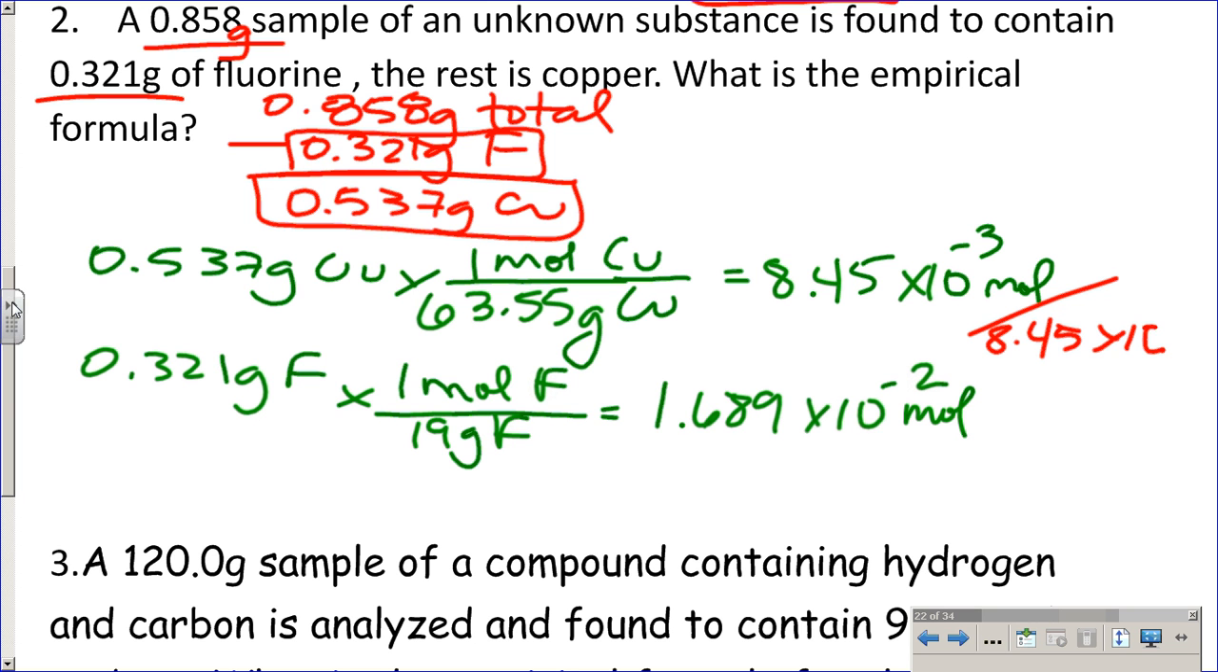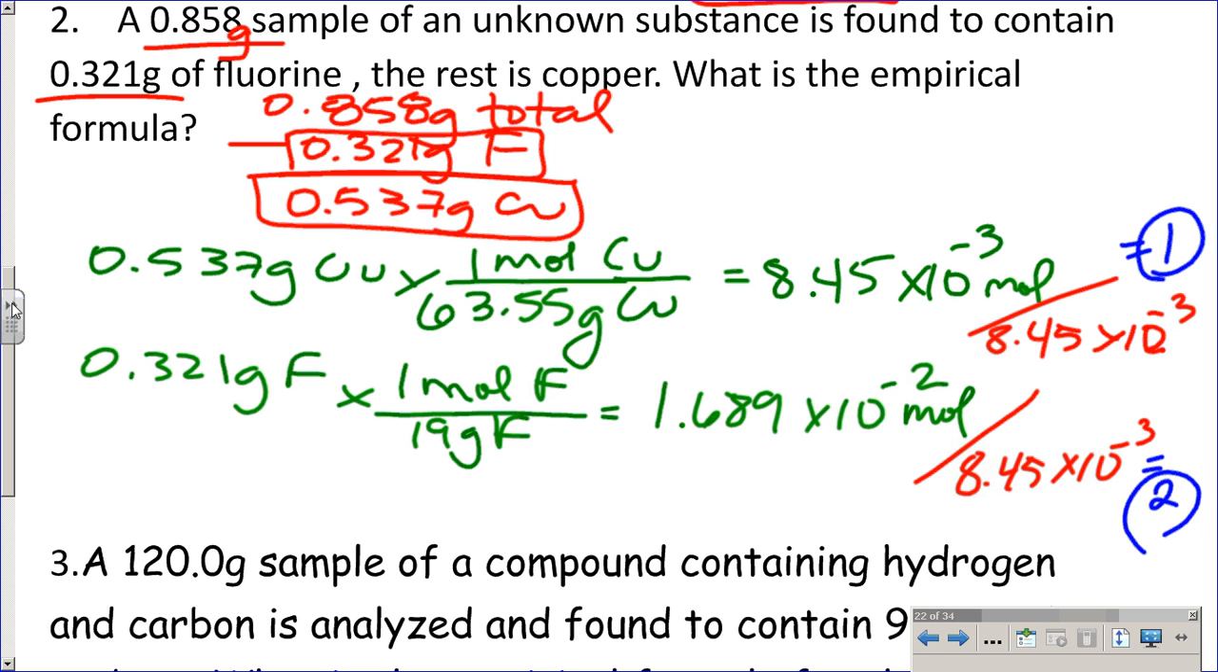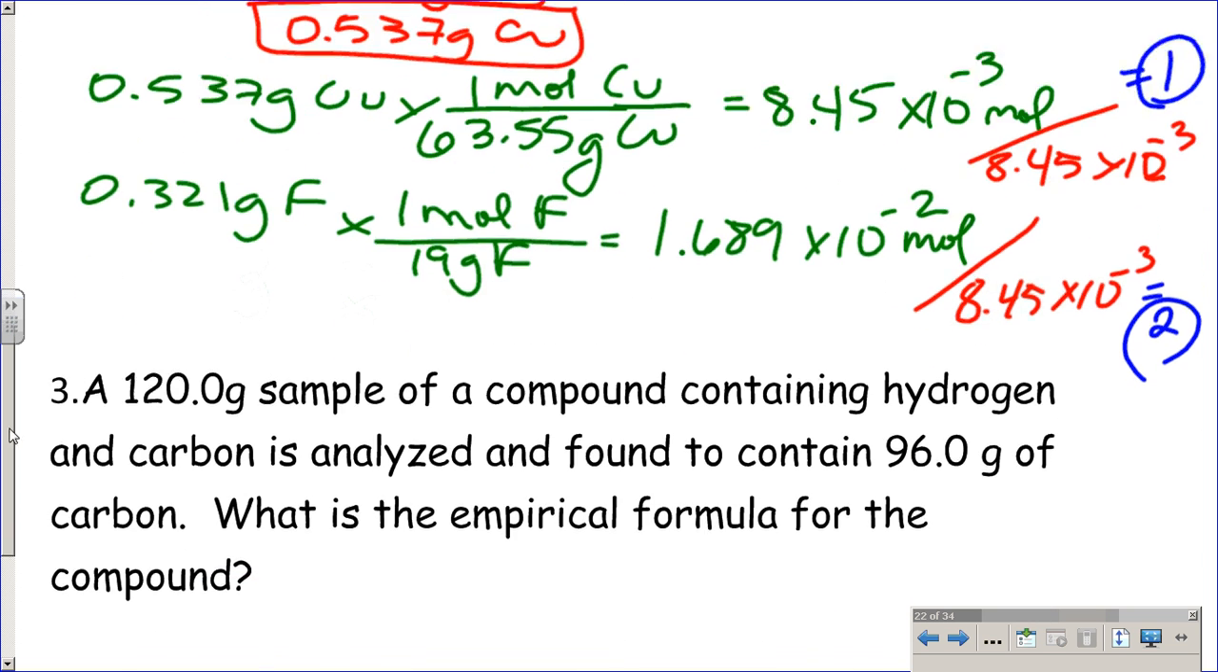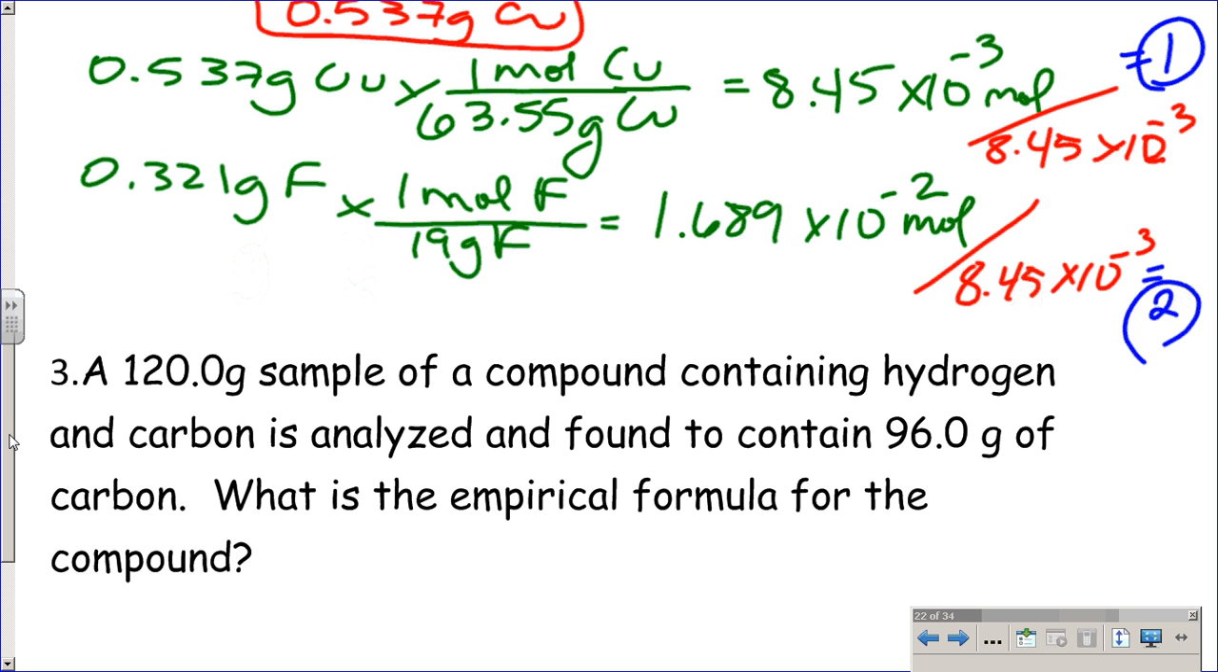8.45 times 10 to the negative 3. This number is dividing by the same thing, 8.45 times 10 to the negative 3. Top number is definitely 1. You're dividing by its own thing. Okay, bottom number is, I didn't do a rounding one. It's 2. No rounding needed. No multiplication needed. It's like 1.998. So I rounded that to 2.